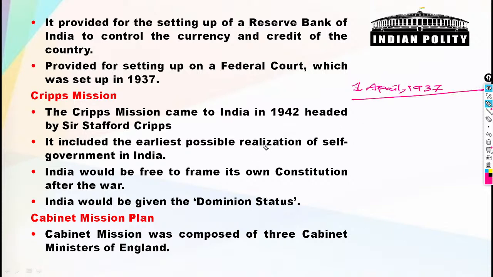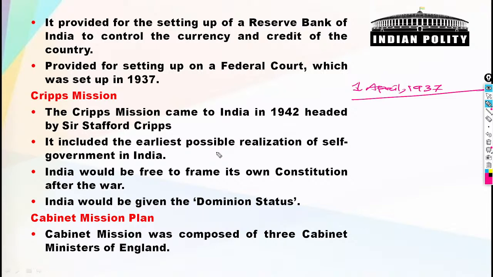So you can see there are a lot of things made under the Government of India Act 1935, which are the hallmark characteristics of the act. It is the major source of the Indian Constitution. Later it influenced it. So the Indian Constitution is indeed indebted to the Government of India Act 1935.